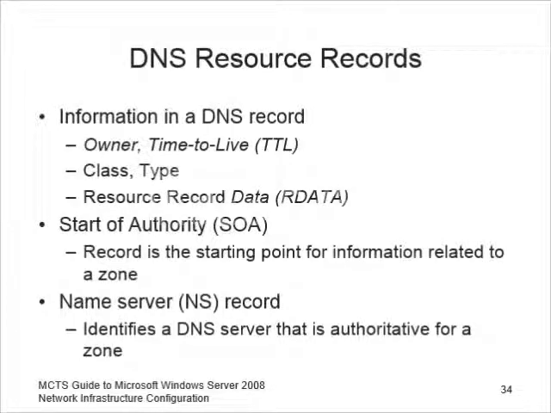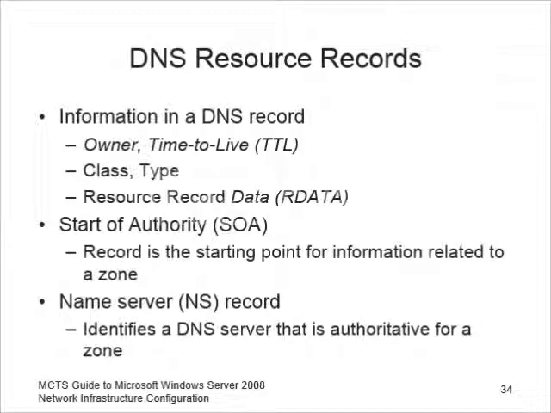A DNS resource record is information that is related to a DNS domain. For example, the host record defining a host IP address. Resource records are represented in a binary form in packets when queries and responses are made using the DNS. In DNS zone files, however, resource records are represented as text entries.